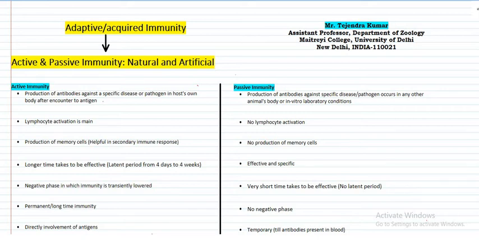Today I am going to teach you the adaptive or acquired immunity subtypes, and these are active and passive immunity, right? And active and passive immunity are also again categorized into natural and artificial, in both cases, as well as active immunity as well as passive immunity. Okay, so these are some categories under the adaptive or acquired immunity.